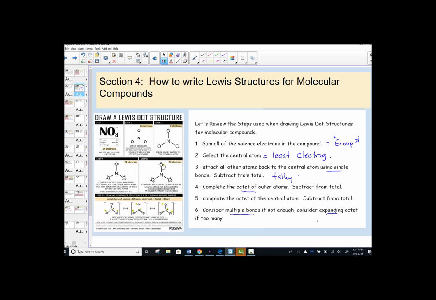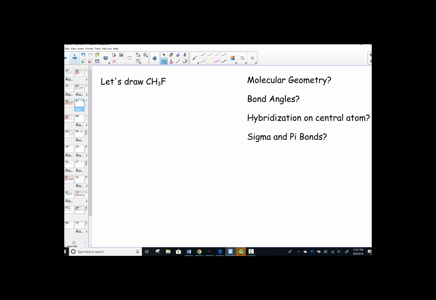Now let's practice those skills. I know this is a visual we went through and built nitrate, but let's do some together. In the process, we'll talk about those rules. Let's draw the compound called methyl fluoride, CH3F. Step number 1, we're going to tally how many electrons we have to start with.